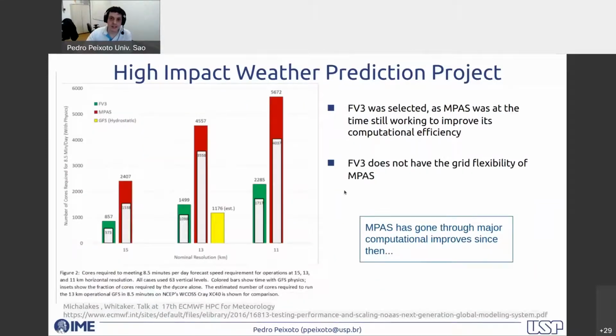And then what happened in this project's decision is that MPAS was still not mature enough, and it ended up losing in terms of computational performance. The red bars are the number of cores required for a certain simulation for MPAS, and you can see that it's way higher than the green one, which is FV3, right? So they didn't consider MPAS further, but MPAS was still very immature, and it has now gone through major computational improvements, and I think it would now be closer to competitive with FV3.